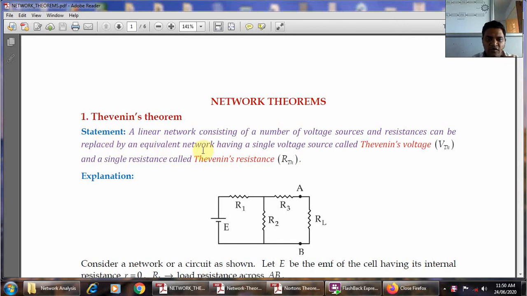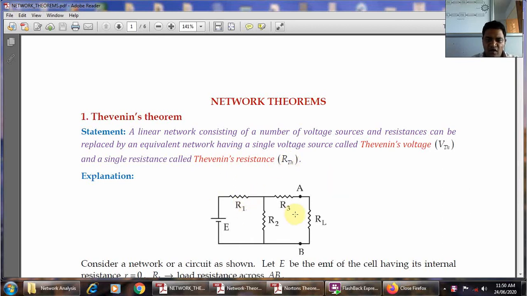A linear network consisting of a number of voltage sources and resistances can be replaced by an equivalent network having a single voltage source, called the Thevenin's voltage, and a single resistance, which is called the Thevenin's resistance, RTH. Thevenin's voltage is VTH and the Thevenin's resistance is RTH.